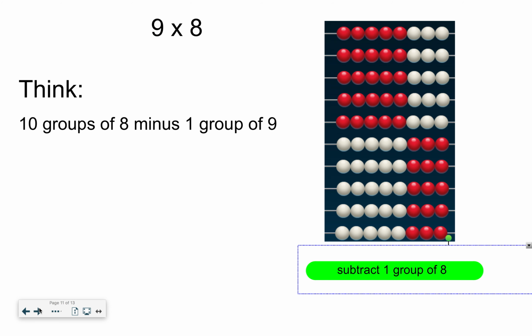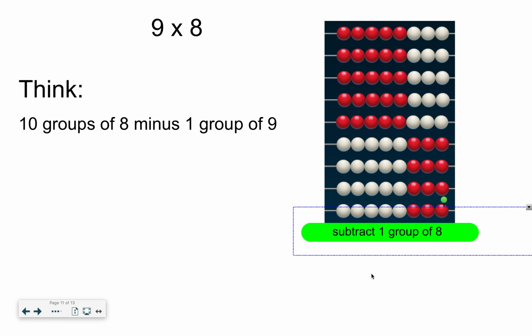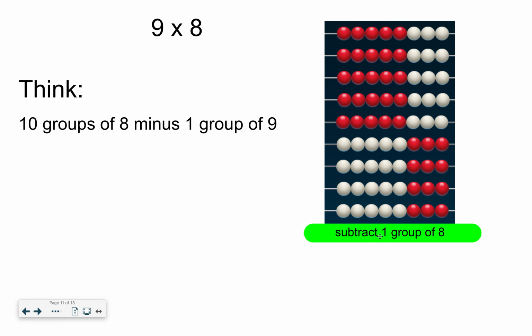So here's our final model to think about this problem. I know that 9 times 8, if I think of it as 10 groups of 8, that's 80. And then I'm just subtracting that one extra group of 8 that I added. So 80 minus 8 is 72. 9 times 8 is 72.